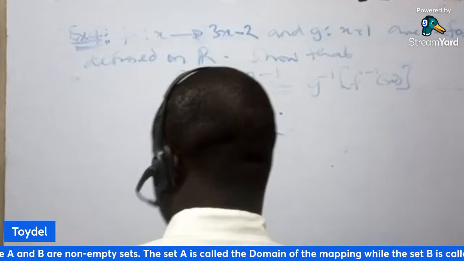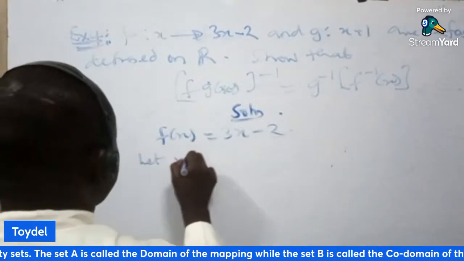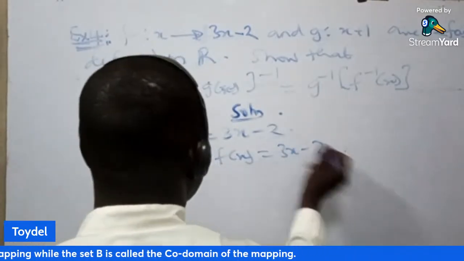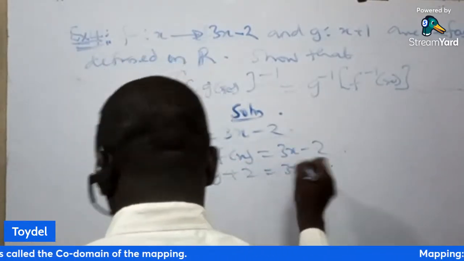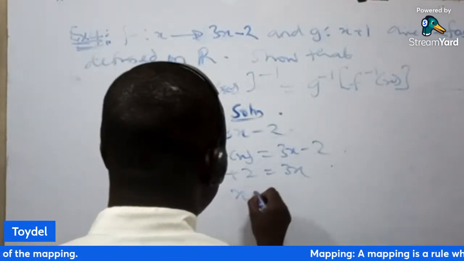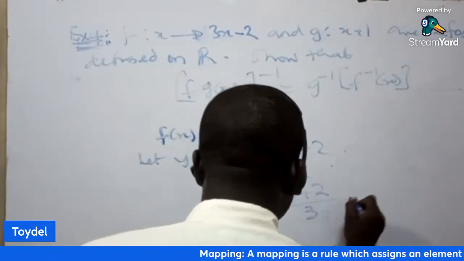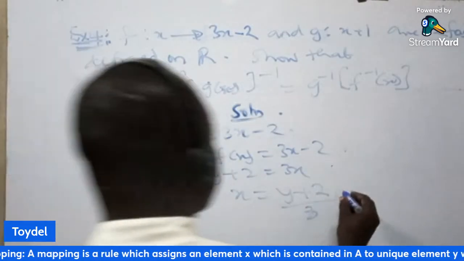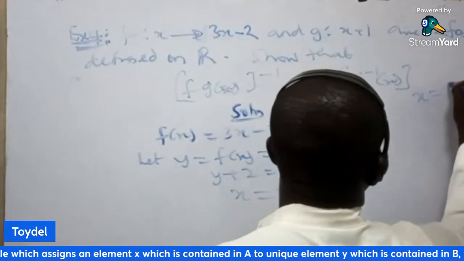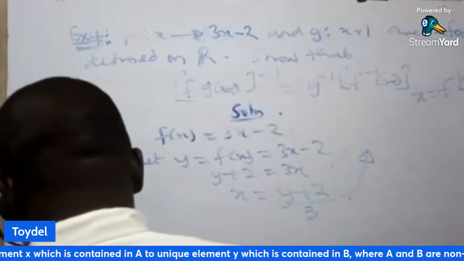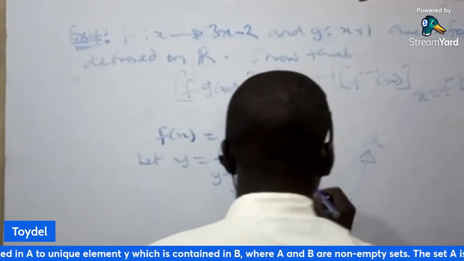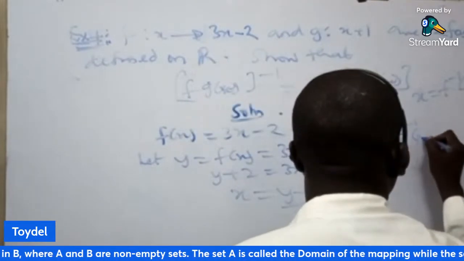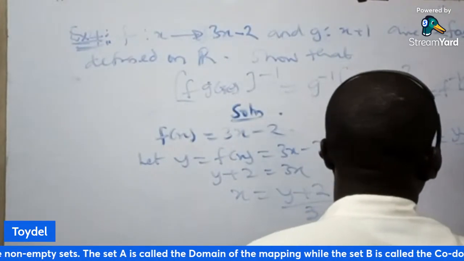Okay. So what do we do here? We can say let y is equal to f of x and it's equal to 3x minus 2. So that y plus 2 can be equal to 3x. We want to make x the subject of the formula. Then x can be equal to y plus 2 all over 3. That's what we get. Then what is x? Of course, we all know that x is the f inverse of y. So in this case now, x, which is the same thing as f inverse of y, is given as y plus 2 all over 3.